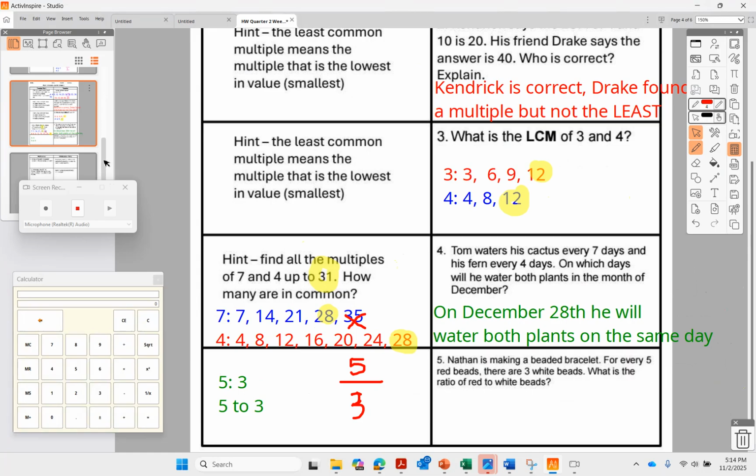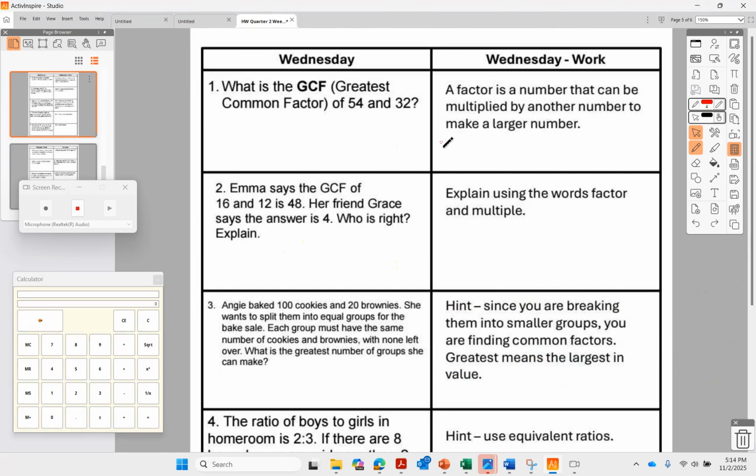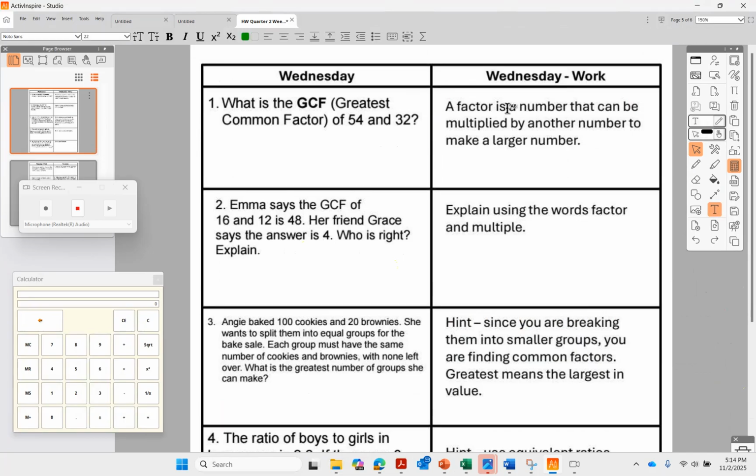Okay, going on to Wednesdays. What is the greatest common factor? So we need to know that a factor is a number that can be multiplied by another number to make a larger number.